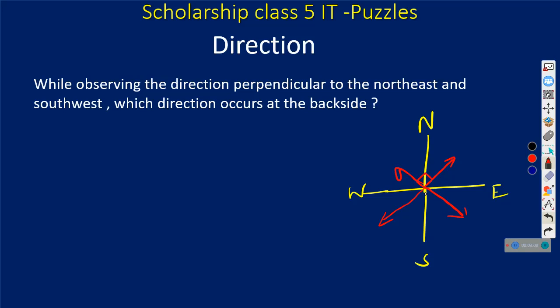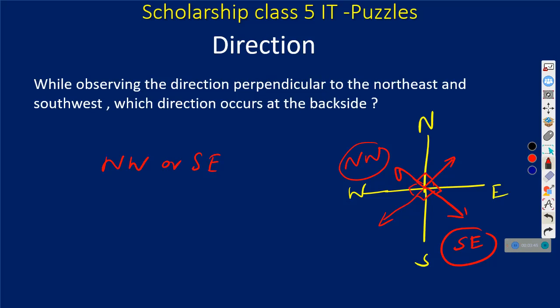Right? Only then will this be perpendicular. This is perpendicular. Now, for this, what is perpendicular? This will be northwest and this will be southeast. So you will have an answer. Either the back side will be northwest or southeast, because the direction perpendicular to northeast and southwest are northwest and southeast.